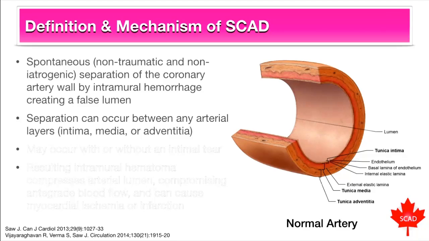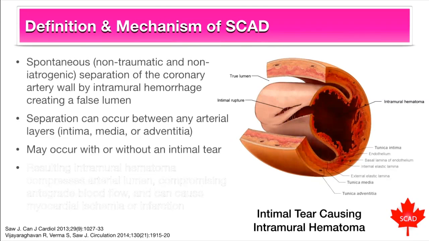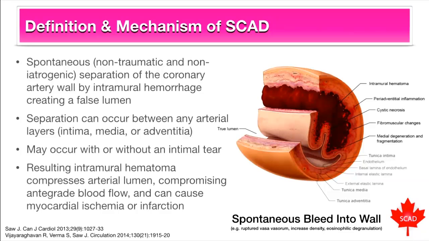So what is SCAD? SCAD is defined as a spontaneous, which means it's non-traumatic and non-iatrogenic separation of the coronary artery wall by intramural hematoma, creating a false lumen. And this separation can occur between any arterial layers, including intima, media, or adventitia. And there are two known mechanisms. The first is an intimal tear that causes an intramural hematoma to develop. And the second, perhaps less well known, is spontaneous bleeding into the arterial wall, such as from rupture of vasa vasorum. Nevertheless, either of these mechanisms can result in intramural hematoma formation and compression of the artery lumen, which then compromises the antegrade blood flow and can cause myocardial ischemia or infarction.